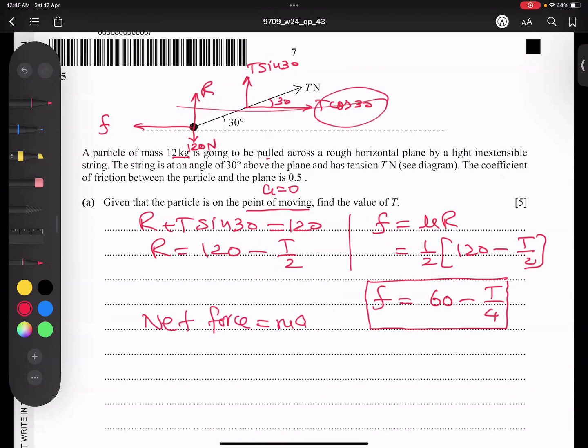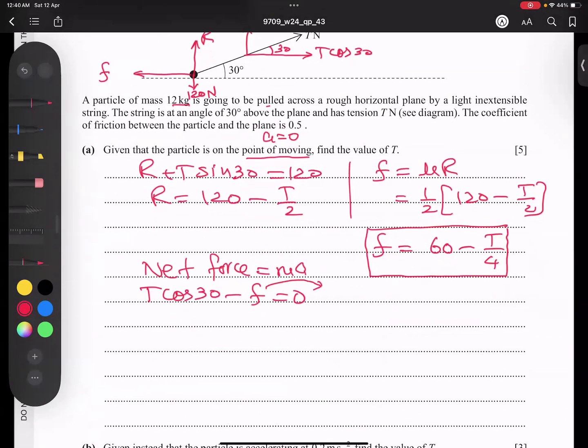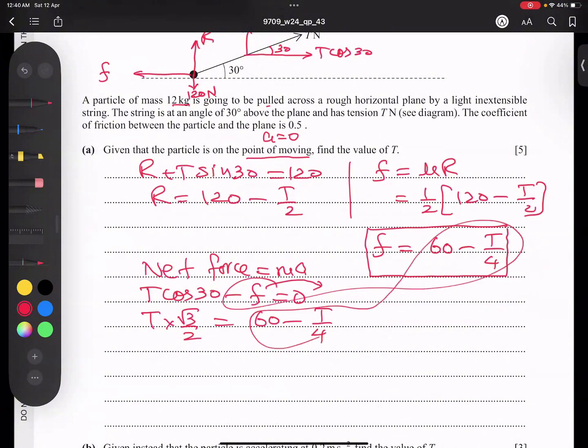Okay, rightward force minus leftward force equals 0. T cos 30 minus friction is equal to 0, because the particle is about to move. I bring friction to the other end, so T cos 30, and cos 30 is root 3 by 2. You can keep it as it is or plug in the value, and F is 60 minus T over 4, because this F value comes here.